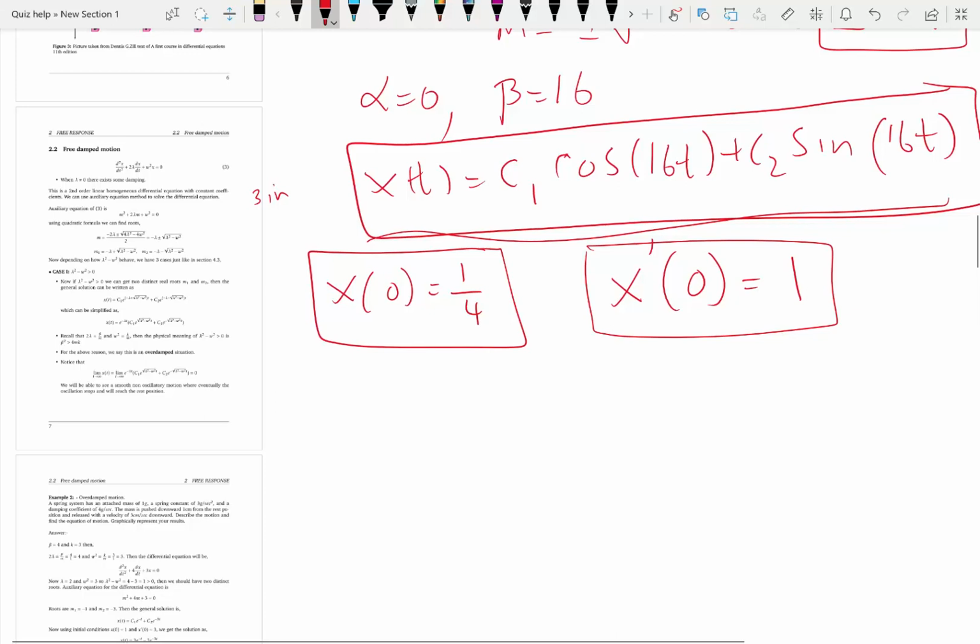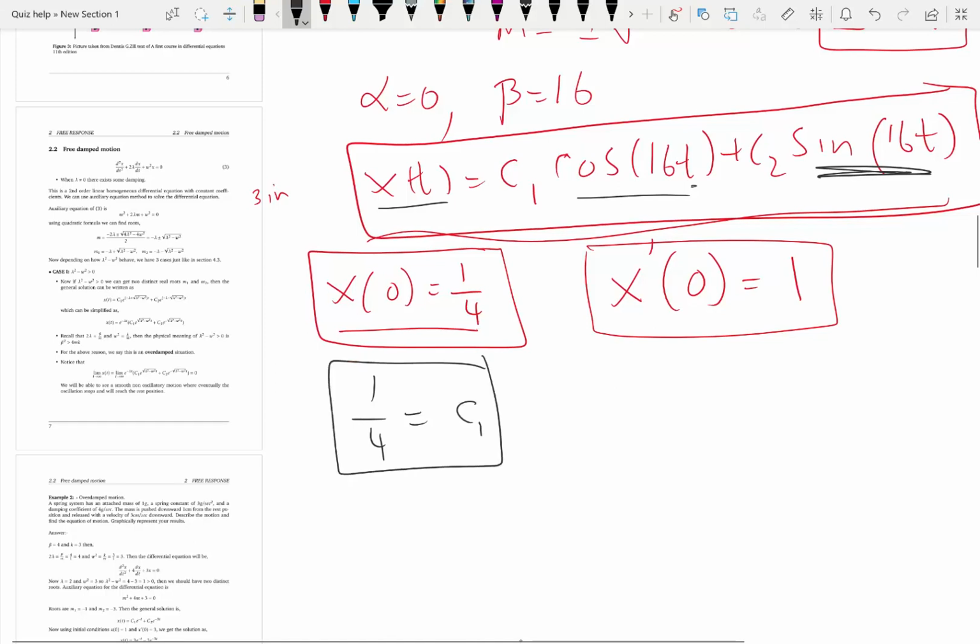So whenever a question is given, you have to construct the differential equation, and you have to construct initial conditions as well. Now let's use them here. If you use x(0) equal to 1/4, that means t is equal to 0 and x is 1/4. So 1/4 is equal to c1 cosine 0 plus c2 sine 0. Cosine 0 is 1, sine 0 is 0, so c2 goes away. So c1 times 1 is c1, and c1 is 1/4 right away.